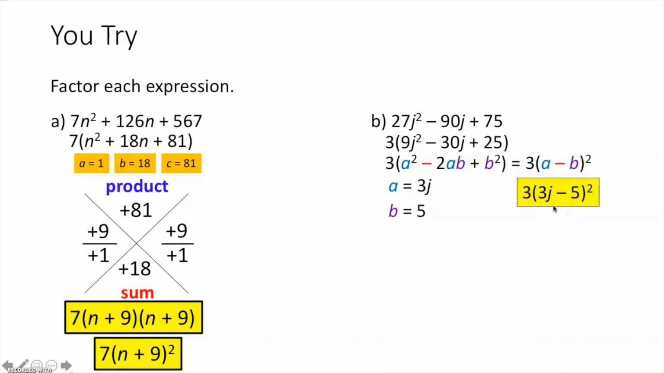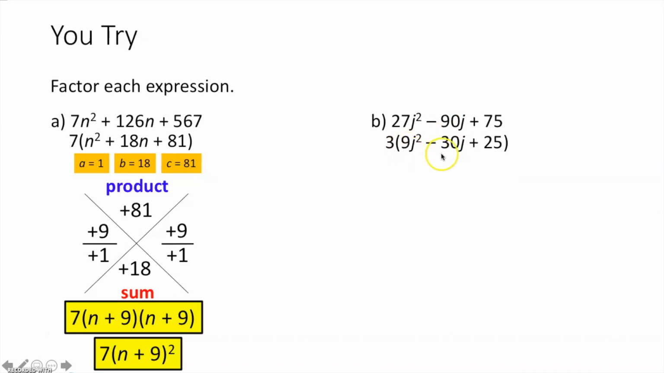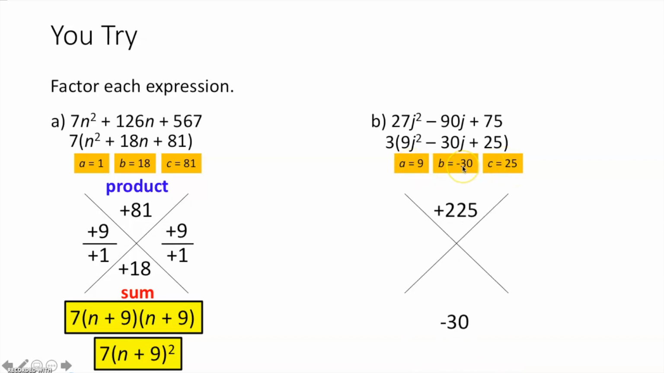But let's say you forgot that. Again, you just use the magic x, where your a is 9, your b is negative 30, and your c is 5. Make a magic x, a times c is going to go on top. Your b value goes on the bottom. And now we think about two numbers that multiply together to make 225, add together to make negative 30. That seems a little tough. I think it's going to be 15 and 15, so negative 15 and negative 15.